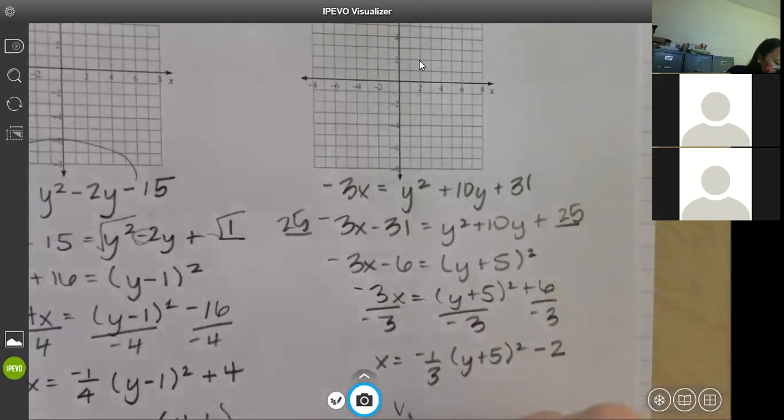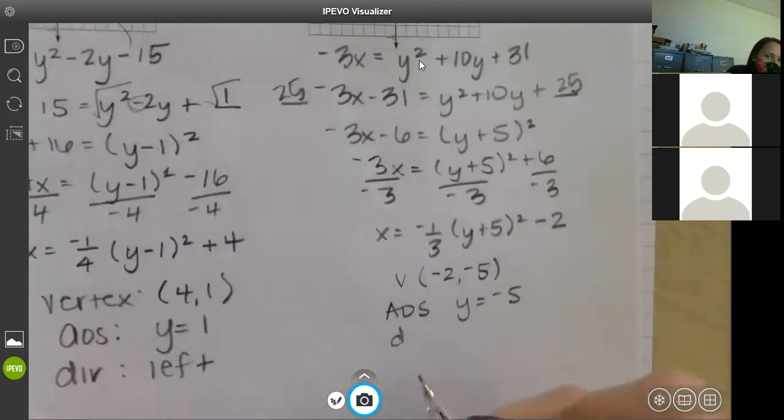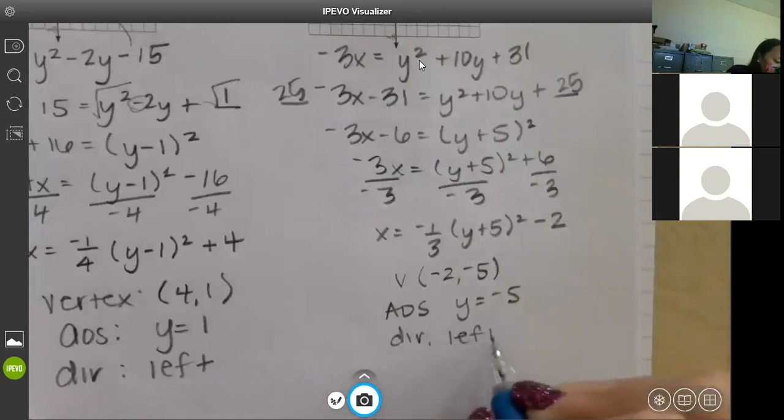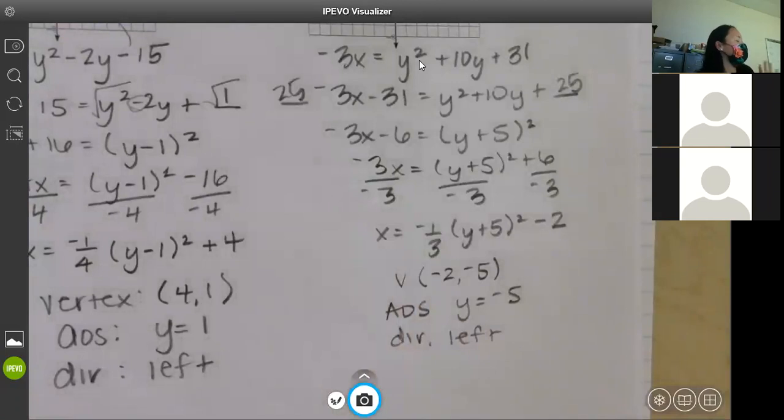What's your vertex? -2, -5. Your axis of symmetry, y equals -5. Sorry, y'all. And your direction? You sure? Left. Left. It's negative 1/3. So just take your time on that.